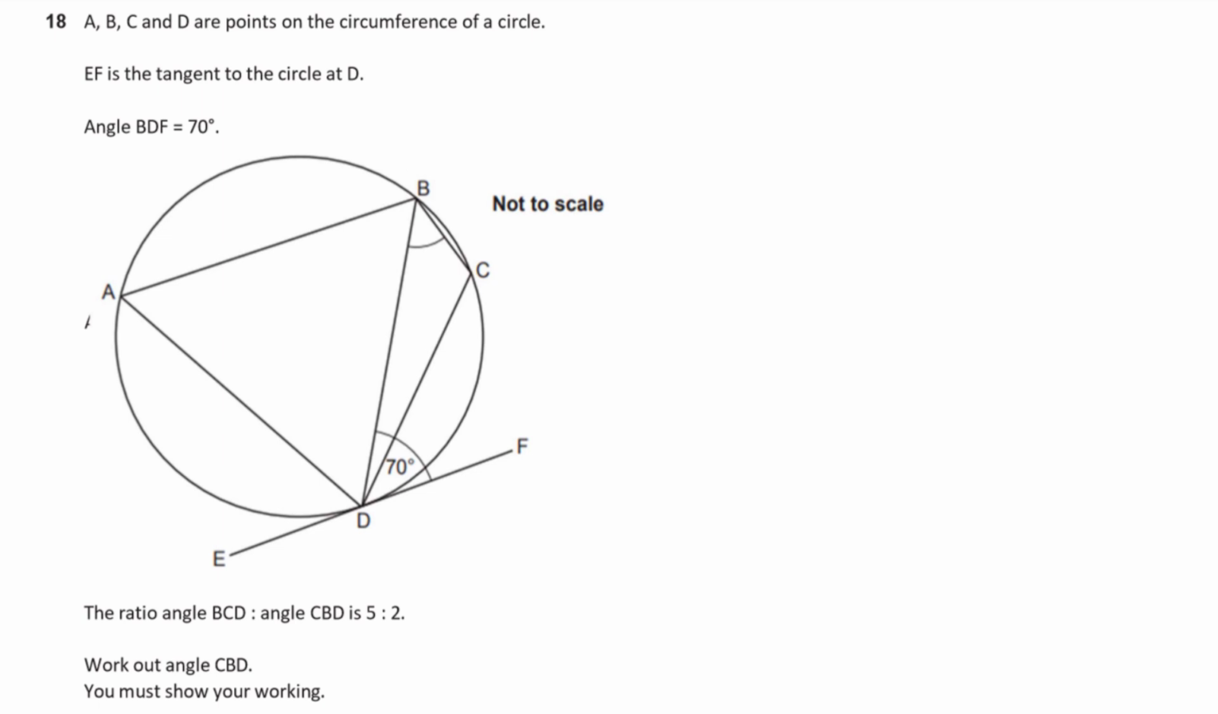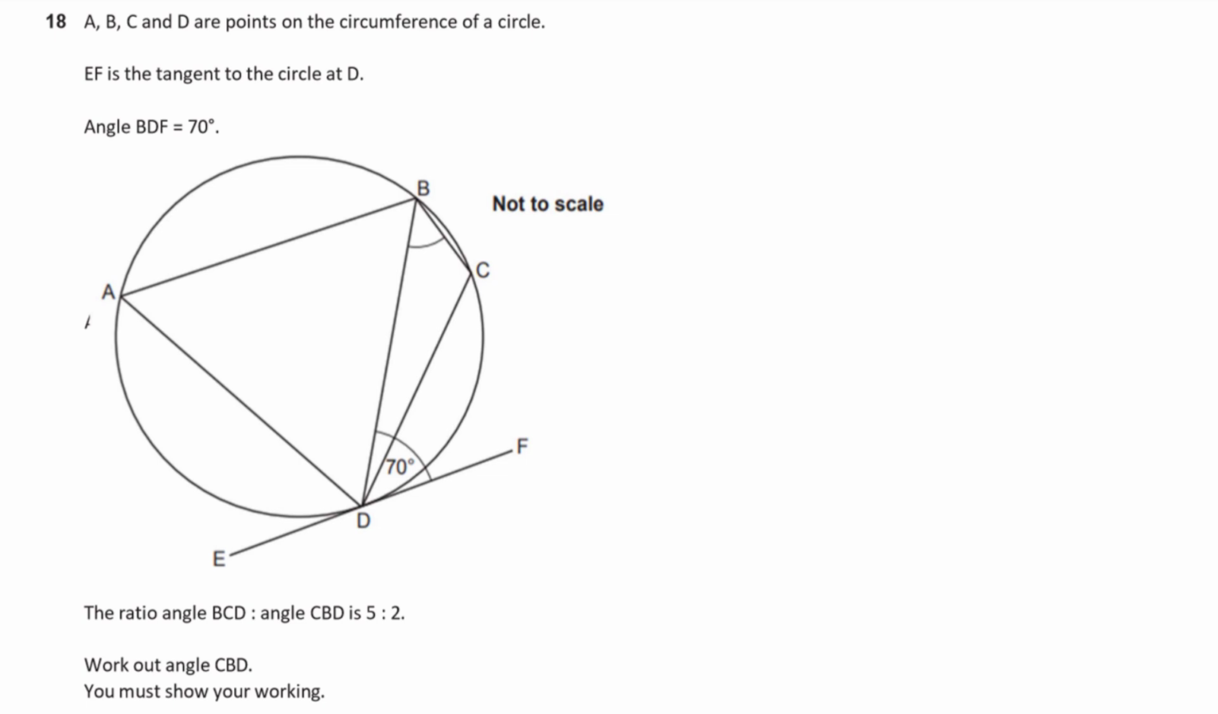Question 18. A, B, C, and D are points on the circumference of a circle. EF is the tangent to the circle at D. Angle BDF is 70 degrees. The ratio of angle BCD compared to angle CBD is 5 to 2. Work out the angle CBD. You must show your working.